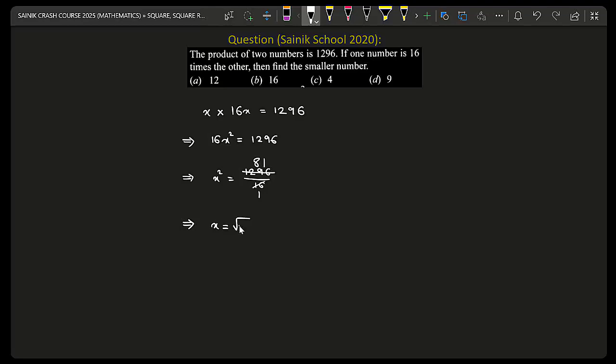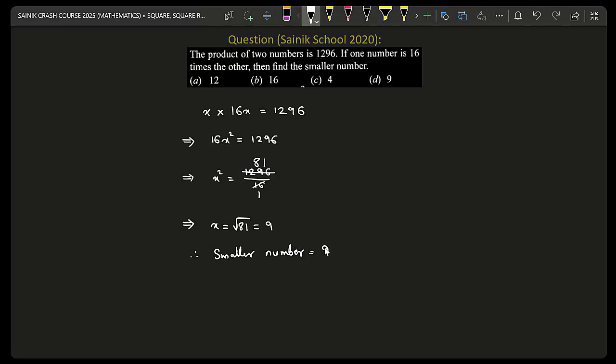x is equal to root 81. What is root 81? 9. So 9 into 9 is 81. Is the answer 9 or 16 times 9? 9, because they asked for the smaller number. Suppose in place of the smaller number, if they ask for the greater number, what would you be doing? Just 9 into 16. Yes.